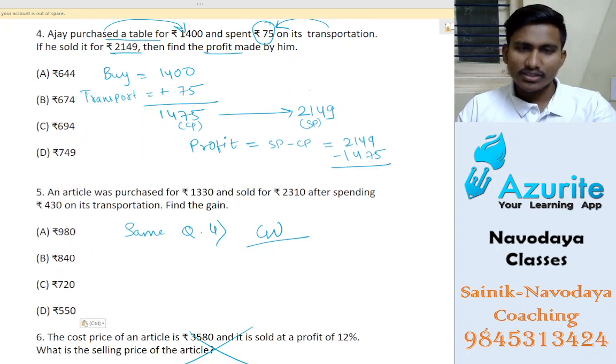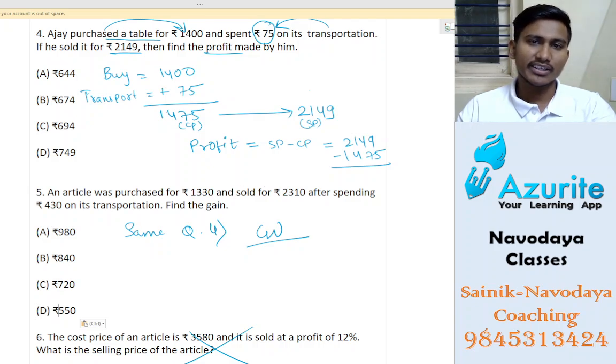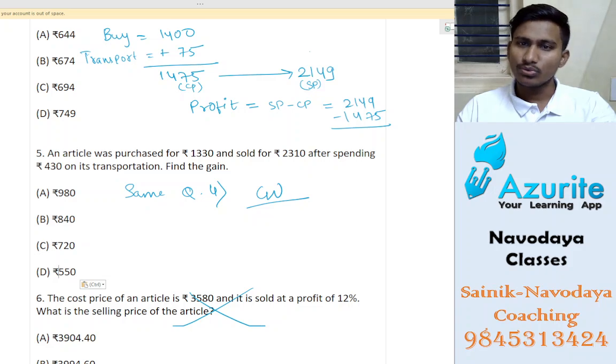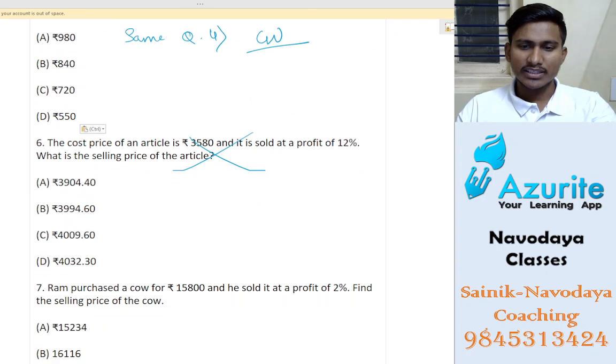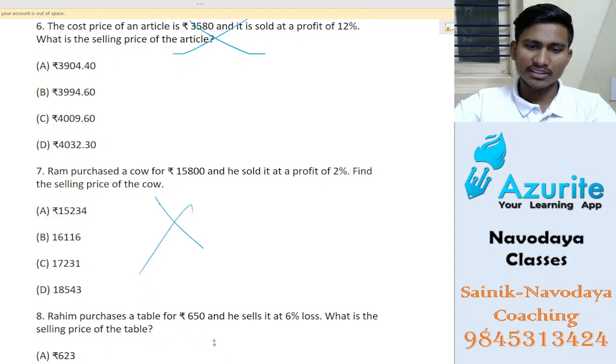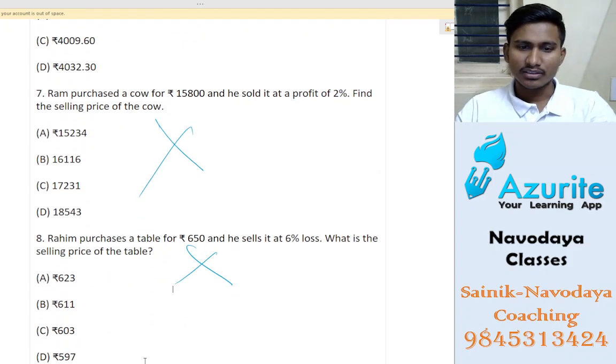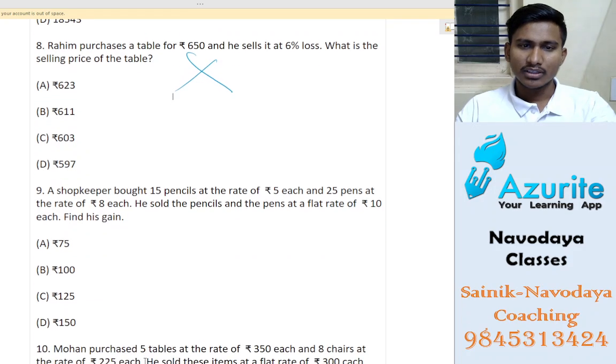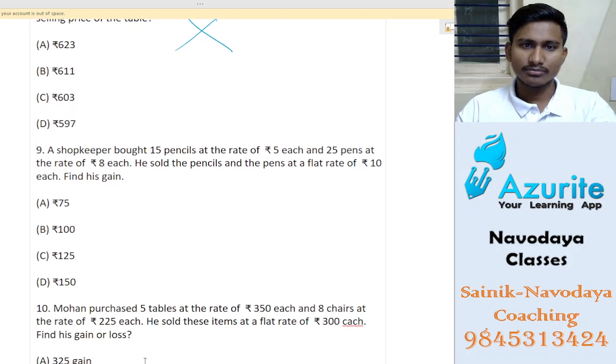So students, next question, that is the sixth question. Percentage is there. It is not for you. Leave it. Okay. Next, the seventh is also percentage. Leave it. Eighth is percentage. Leave it. Ninth question. Okay now.